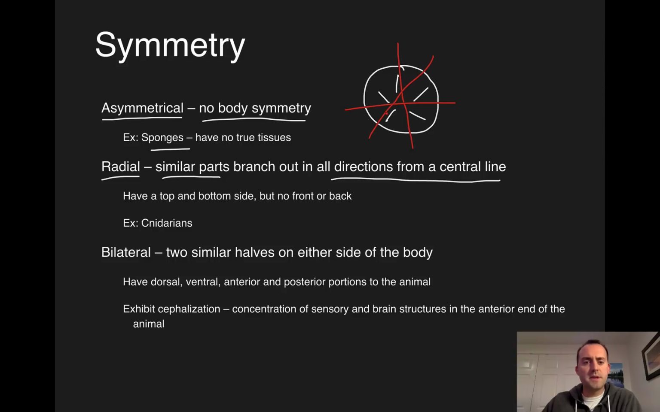What radial symmetry gives them is a top and a bottom side, but really no front or back side like you think of us. Most cnidarians are radial symmetrical. There are some other types of organisms, like starfish, that show what's called pentaradial symmetry.